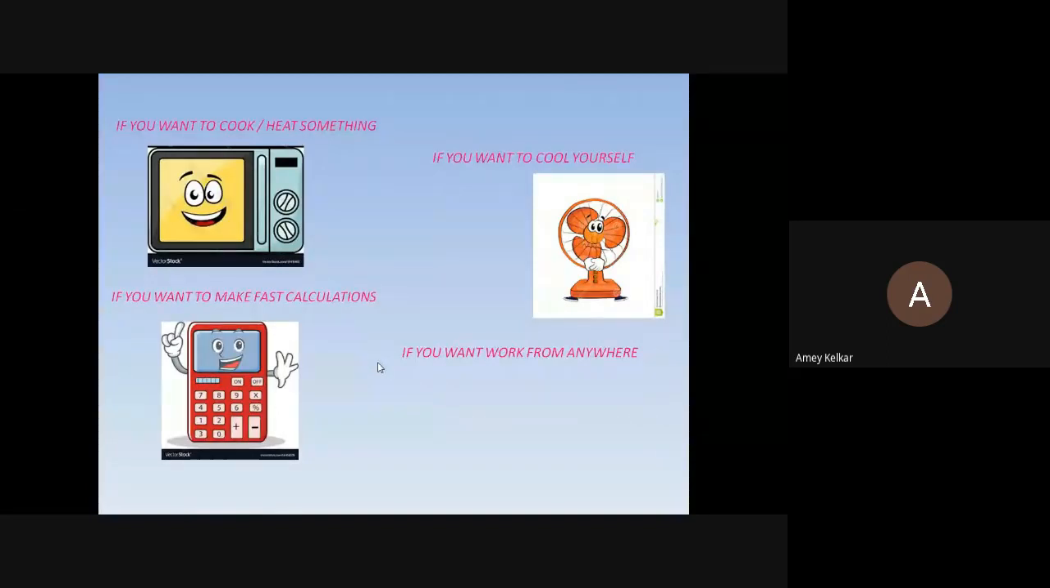Now, if you want to work from anywhere, see, nowadays work from home has started. So if you want to work from anywhere, what basic device should you have? Laptop. PC or a laptop, correct. And we want our brains. Brains cannot be produced by engineers, till that technology has not developed. So we want a laptop. Of course, yes, we want a laptop.